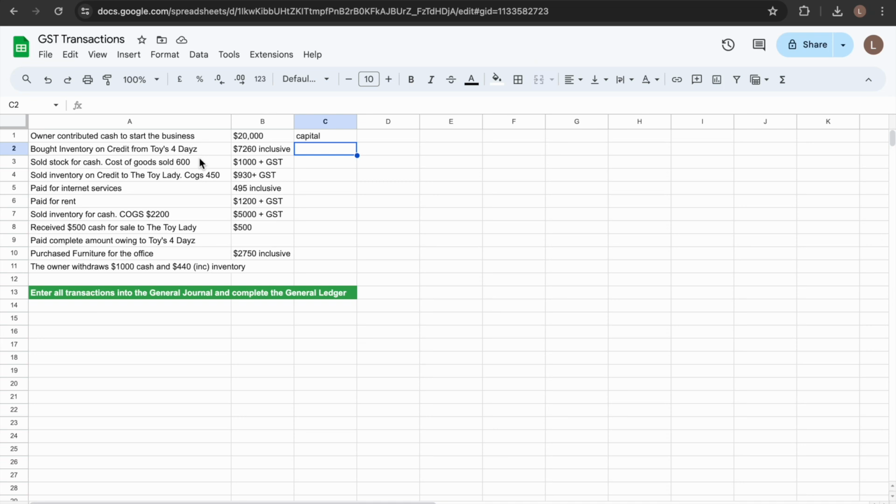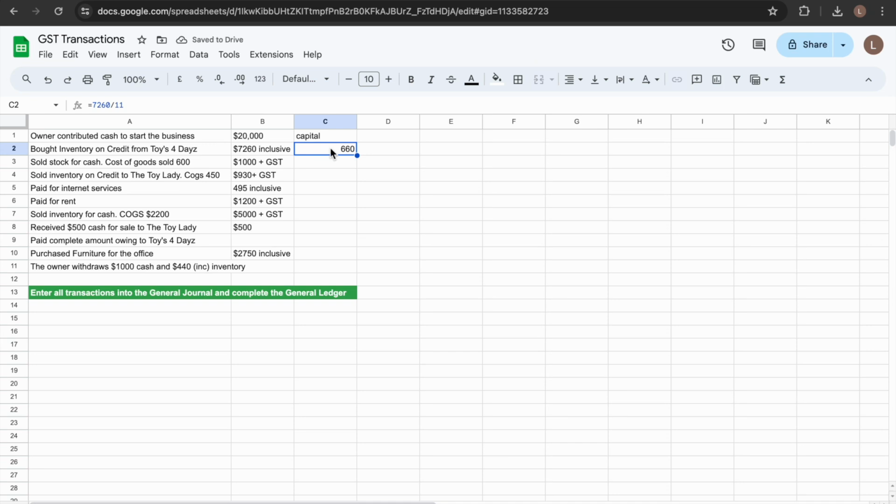Now, if it says inclusive of GST, what that means is in that 72.60, that total price, as well as the price of inventory, that's also got the GST on top of that. So how we find what the GST would actually be is we go 7260. If we want to find the GST, we divide by 11. Let me just put an equal sign there. Now that'll give us our GST.